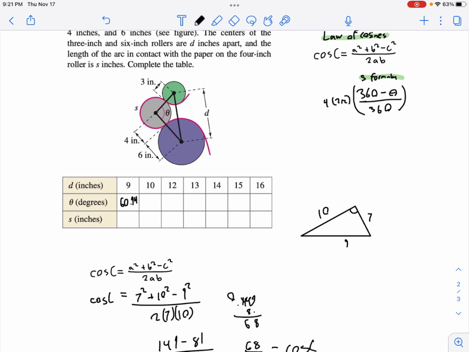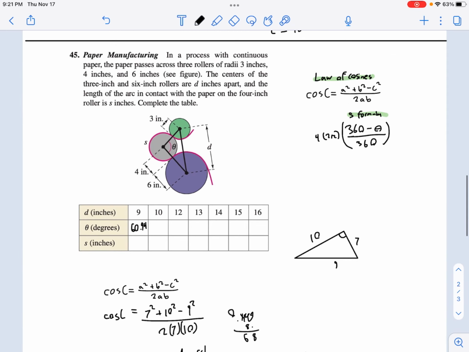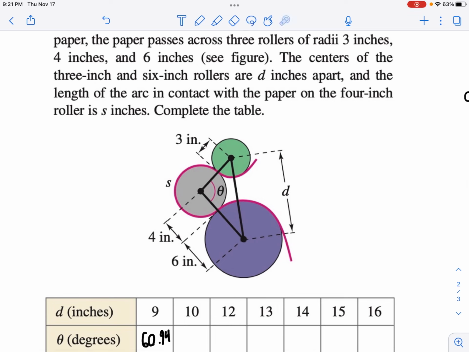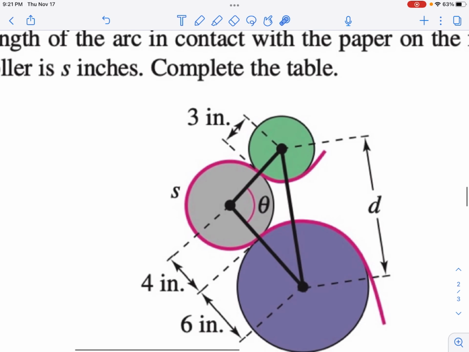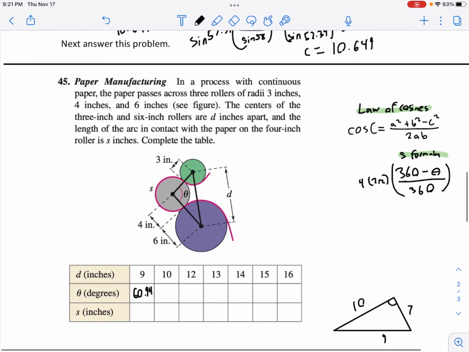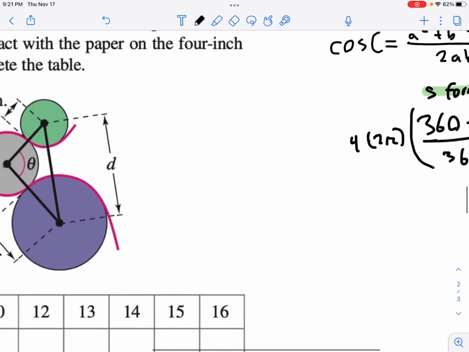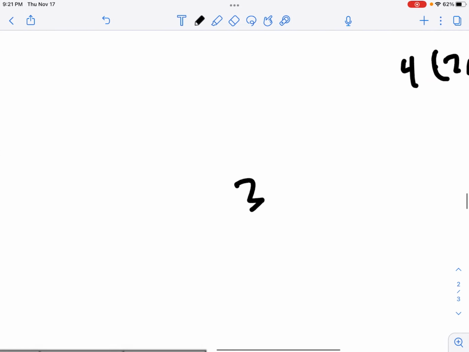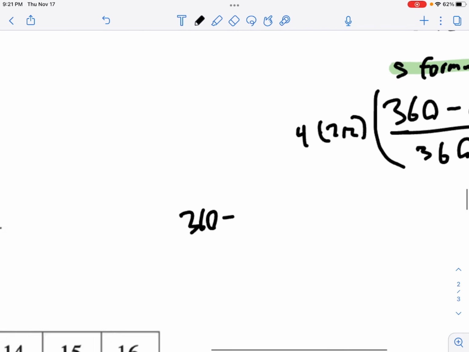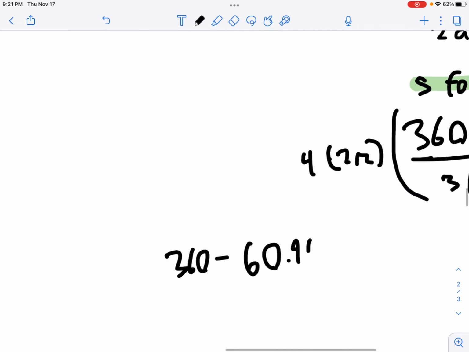And then we have to solve for the S. And the S is going to be from here all the way to here. So we're going to need the circumference, and we're also going to need the degrees, which we already got. So the degrees in one whole circle is going to be 360, but we do not need the theta part. We don't need that. So instead, because it's going to be degrees, we have to solve for inches. So we could do 360 minus 60.94, because that's the part where we don't need.